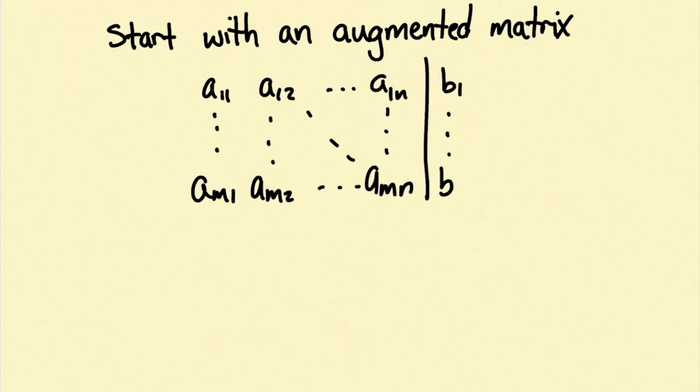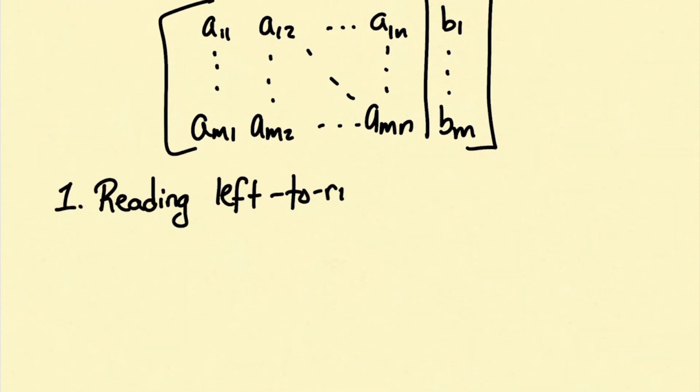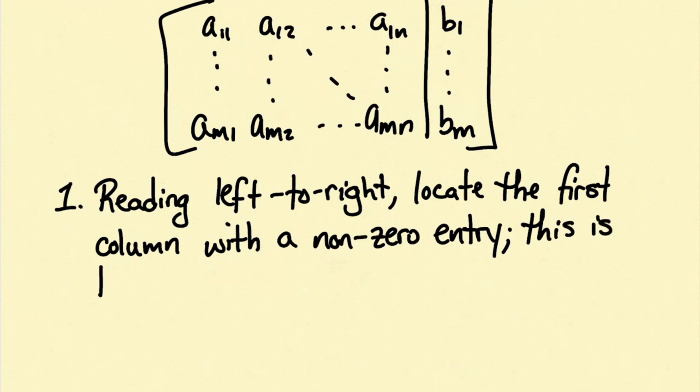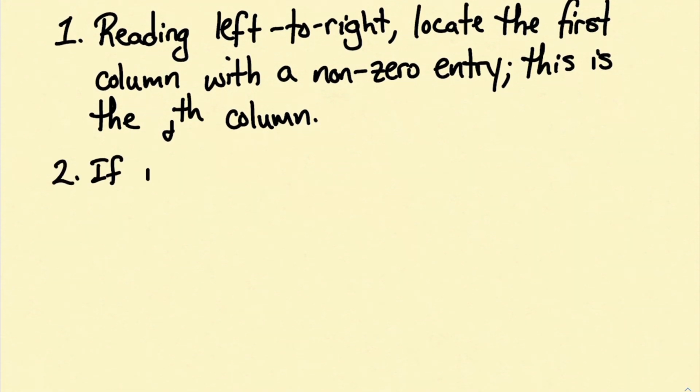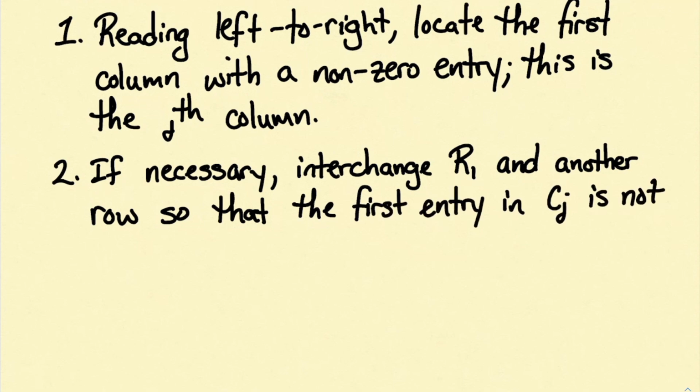So step 1 is, reading from left to right, locate the first column with a non-zero entry. We're going to call this the jth column. Step 2, if necessary, interchange row 1 and another row so that the first entry in our column j from step 1 is not 0. So basically we just want to have any entry that's not 0 at the top of our column.